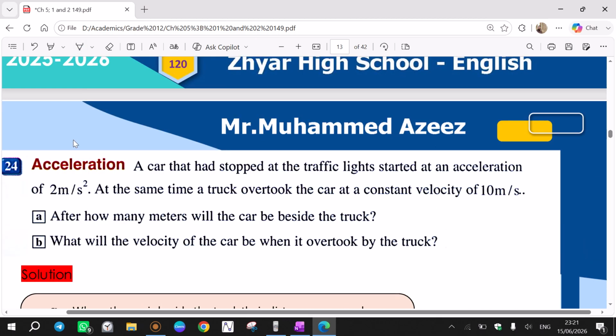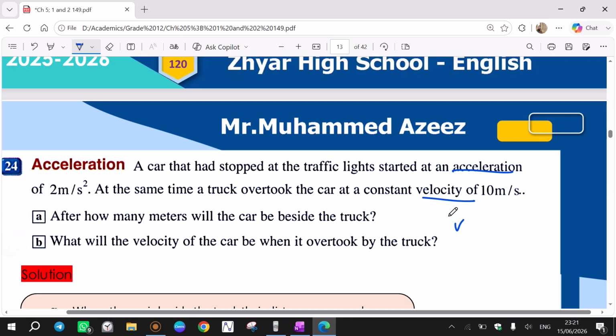This one, a car that had stopped at a traffic light. The car had stopped at a traffic light, started at an acceleration of 2 meters per second squared. At the same time, a truck overtook the car at a constant velocity. Look at the question. For the truck, velocity is given. For the car, acceleration is given.